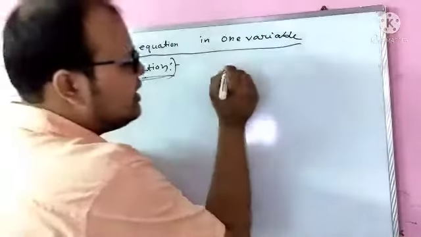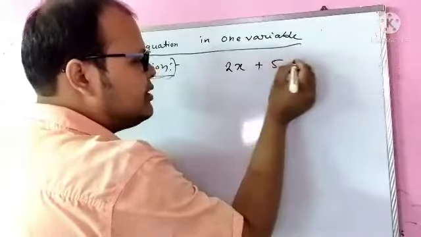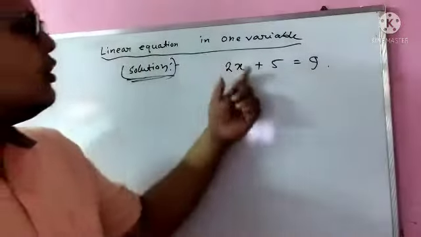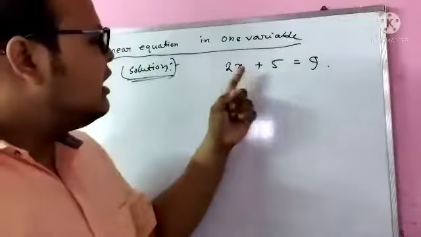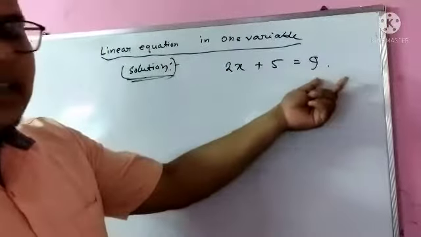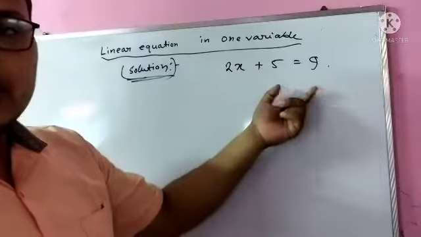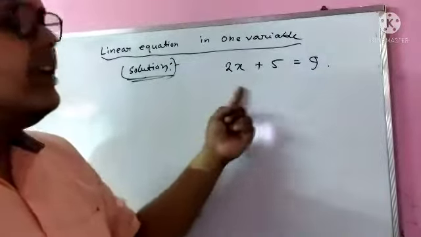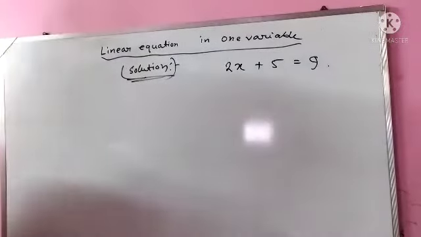Suppose the linear equation given to me is 2x plus 5 equals to 9, and if I put some value of x here in the left hand side, and if we get it equal to the right hand side, that means it satisfies the given equation, then I will call that value of x a solution of this given linear equation, or the root of this given linear equation.